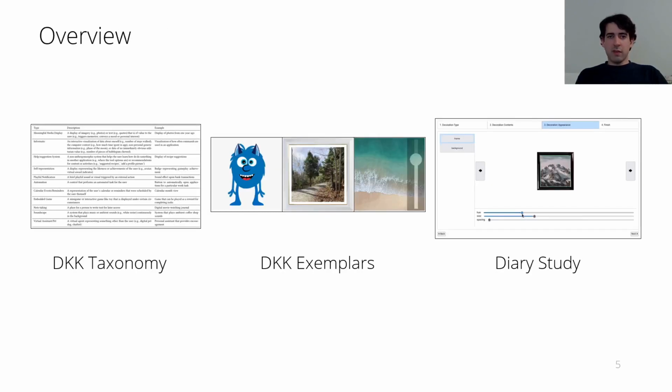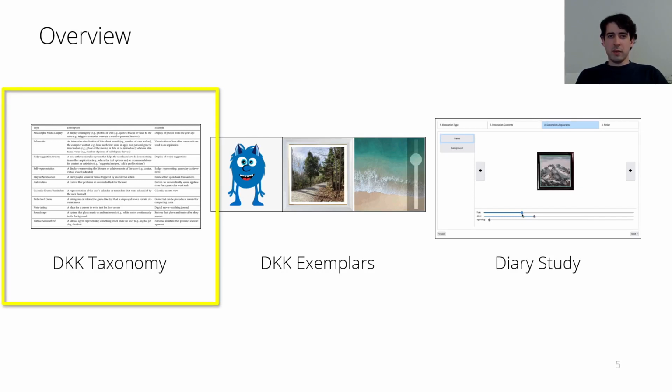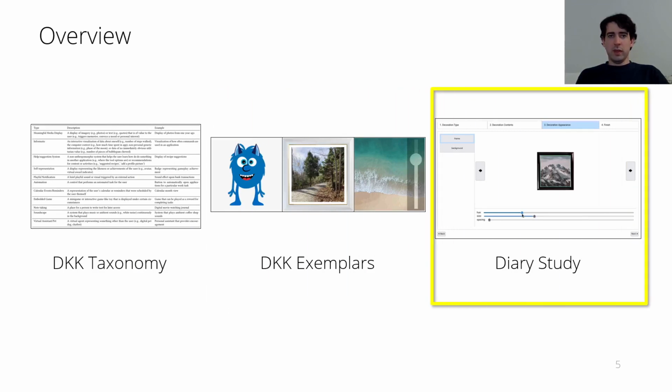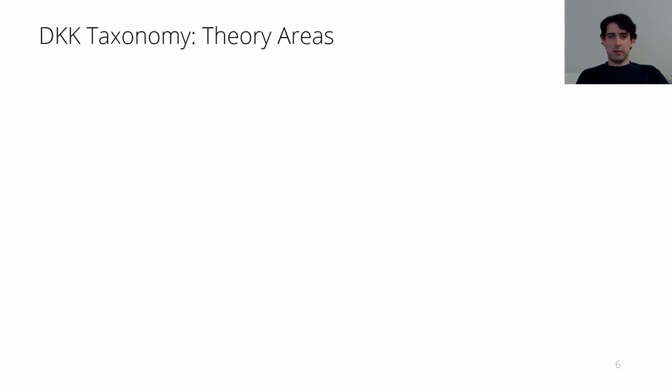Our investigation involved three main steps. First, we constructed a taxonomy of digital knick-knacks based on past theories and a brainstorming session. Next, we implemented 3 digital knick-knack exemplar templates. And then, we used the exemplars as a form of technology probe in a diary study.